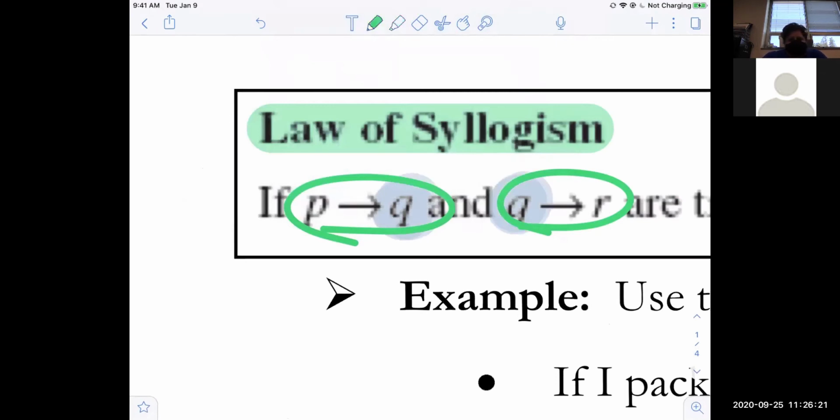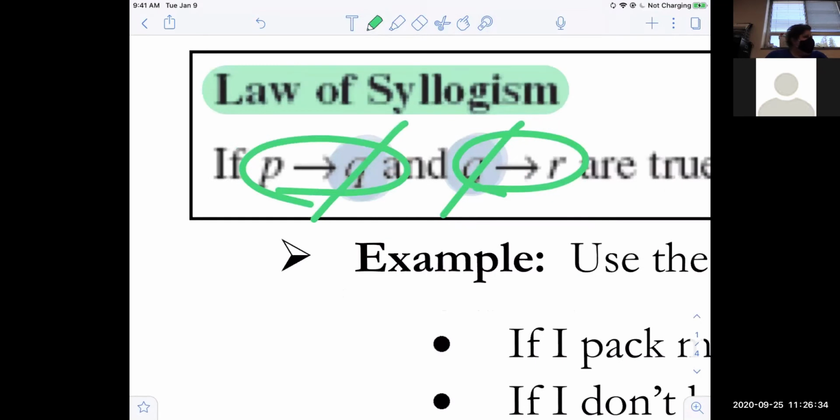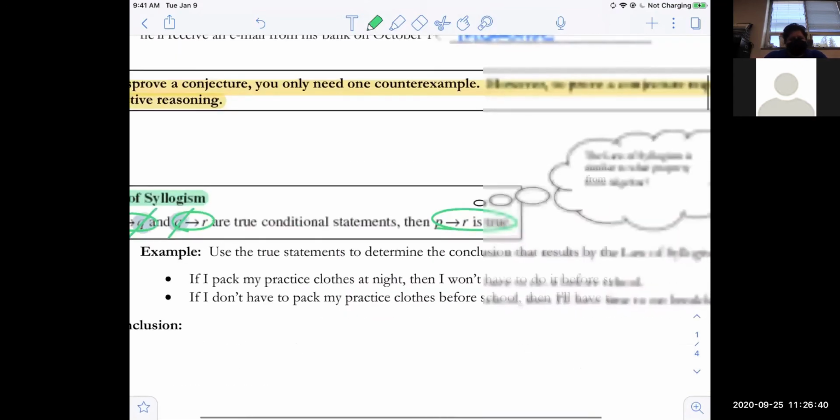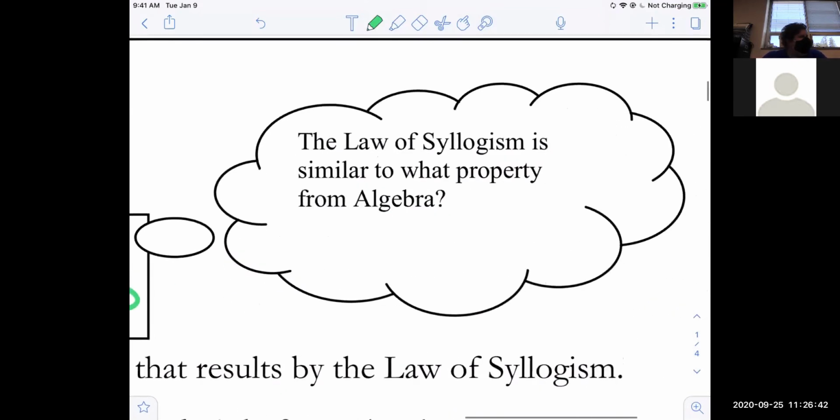So the law of syllogism says that if you can match the ending of one if-then statement with the beginning of the next one, in that order, then you can remove that commonality and go straight from the first thing to the third thing. If thing one implies thing two and thing two implies thing three, then thing one implies thing three. That is similar to a rule in algebra. Do you remember what that is?